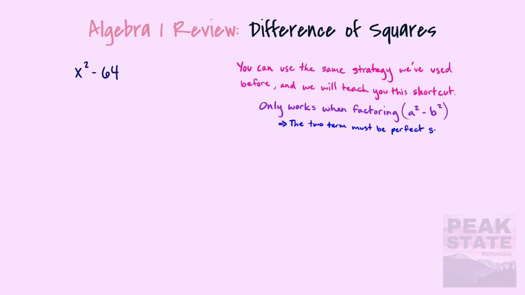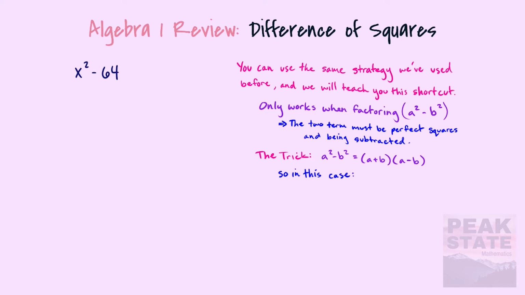But it only works if it's in this form, a squared minus b squared, which means the first two terms, in fact, really these only two terms here, are perfect squares and they're being subtracted from each other. Now, if that's the case, here's your trick. A squared minus b squared is going to equal a plus b times the quantity of a minus b.